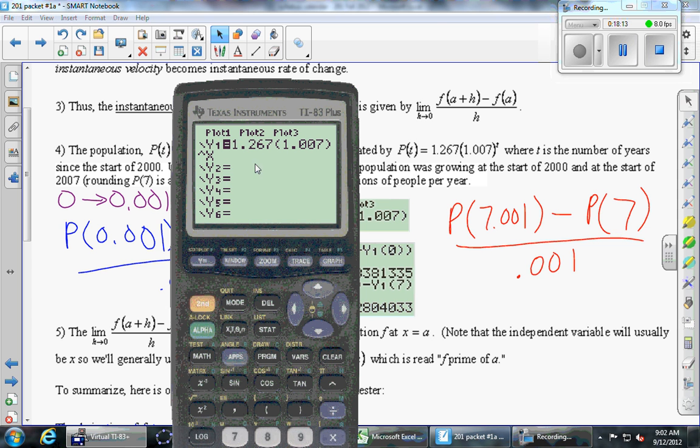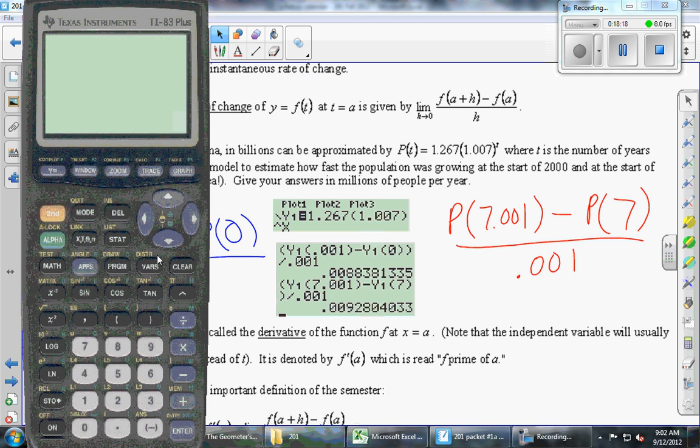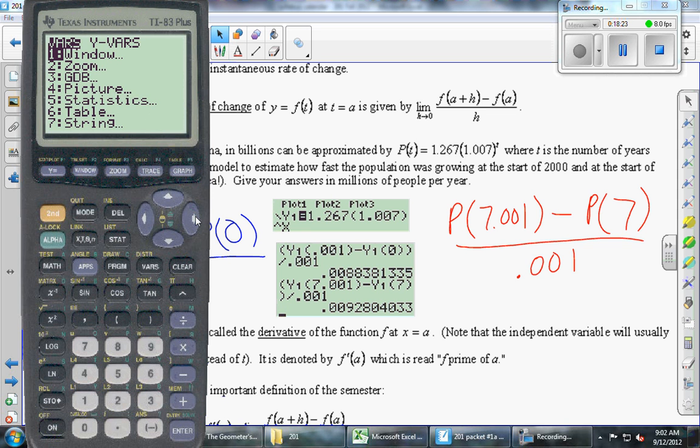So if you've got your y1 as your rule there, and then you're here on the main screen, what you do is you go to vars for variables. You hit the right arrow to scroll over to y variables. And you have 4 choices. You just want the first one. It says function. And then there's your list of all the different y's that you could have typed in. So that's y1, and it behaves just like f of x notation. It's y1 of a number. So if I wanted to plug in, say, y1 of 5, this will tell me the value of the function at x equals 5, which is the population at 2005.